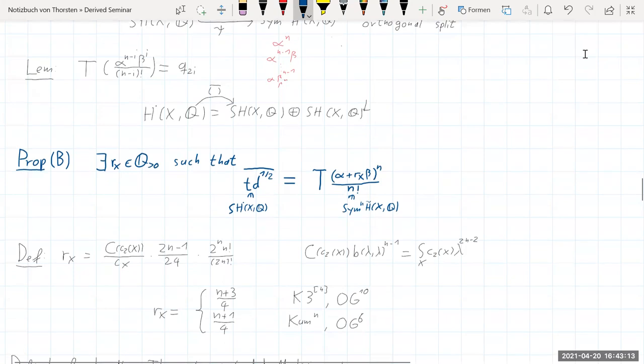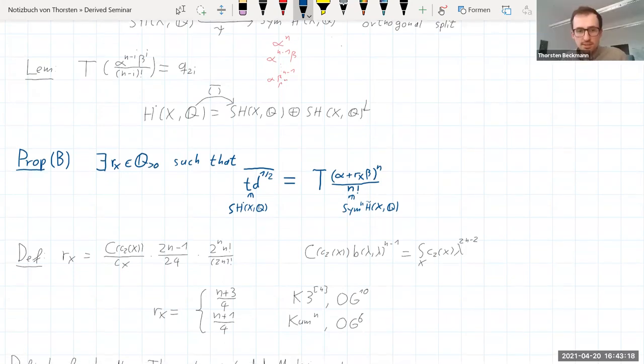And I also asked, what is capital C? So this is a constant depending on the second Chern class of X. I take the second Chern class and cap it with classes of the second cohomology. And this will be some multiple of the (n−1)st power of the Beauville-Bogomolov-Fujiki form. That constant I just call C, associated to the second Chern class.